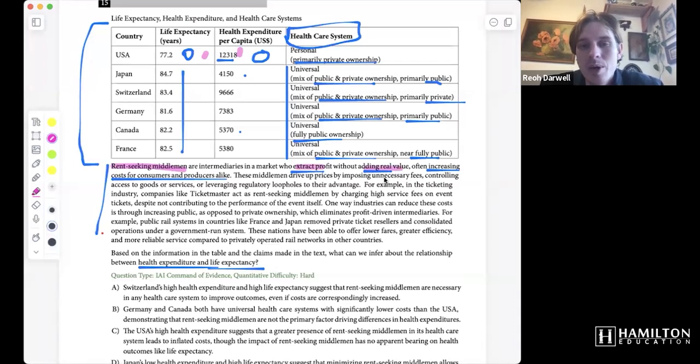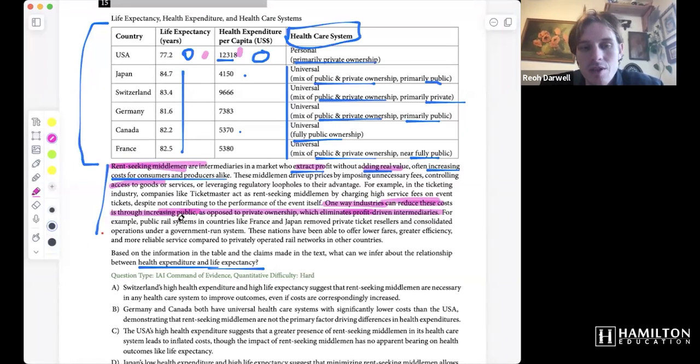They drive up prices by imposing unnecessary fees, controlling access to goods or services, or leveraging regulatory loopholes to their advantage. We see this in ticketing companies. All right. Then we see something that connects here as well. Okay. One way industries can reduce these costs is through increasing public as opposed to private ownership, which limits profit-driven intermediaries. Okay, so by increasing public ownership, that doesn't necessarily mean full public, it means increasing public ownership, you reduce rent-seeking middlemen.